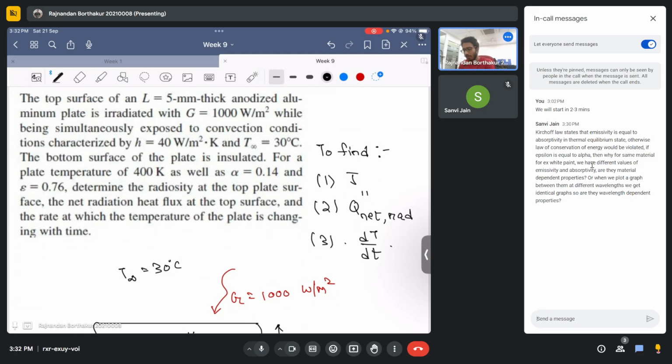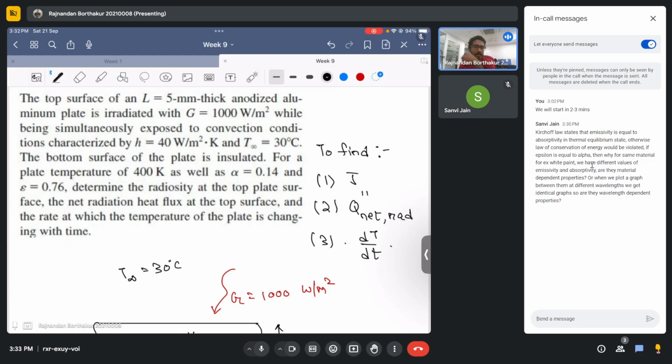So what Sanvi was asking is that even if we consider the Kirchhoff law, we'll learn formally what exactly it is next week, when we learn radiation from real objects. This is different from radiation from an idealized object, or black body radiation, that we will see shortly. But the Kirchhoff law indirectly states that alpha, the absorptivity, is equal to the emissivity.